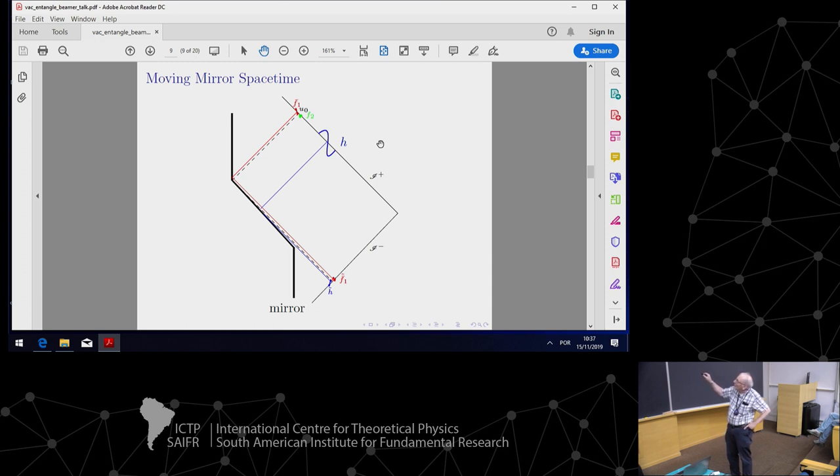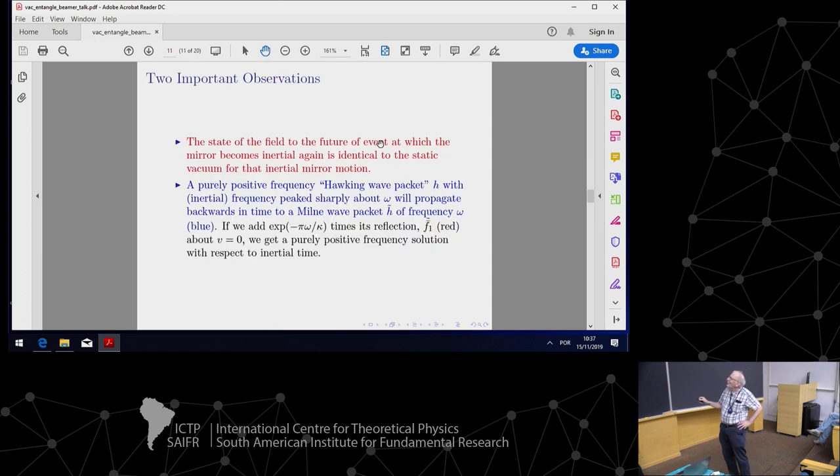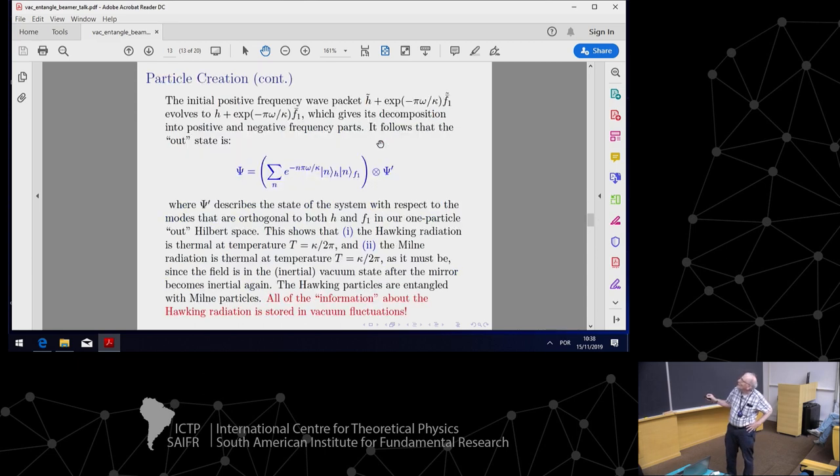The null geodesic going this way is coming directly from scry, where I've imposed the inertial vacuum state. But the one going this way is going to bounce off the mirror while it's in an inertial state and also go to scry. There's no way that the fields here would know that this mirror was not inertial forever. So I'm just going to end up with the inertial vacuum state for this inertial mirror trajectory in this region up here. Okay, so a lot of machinery in here.